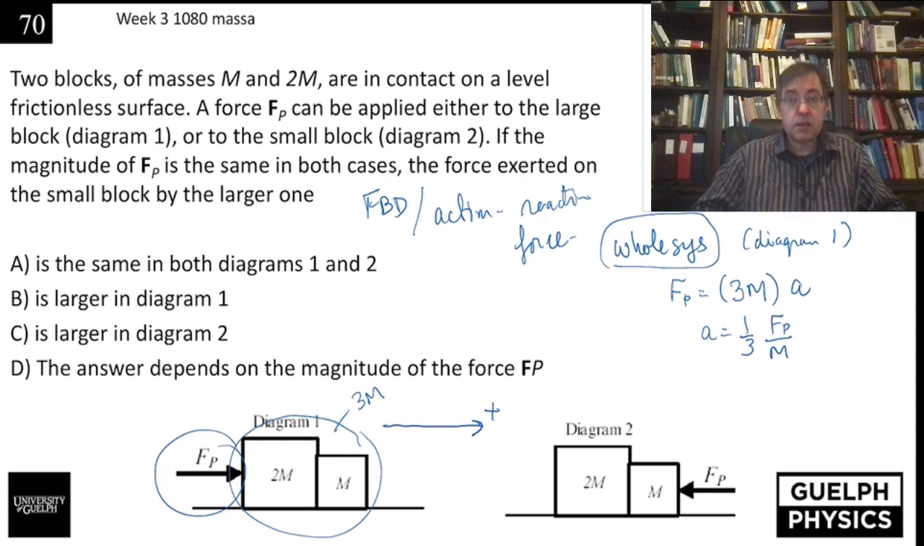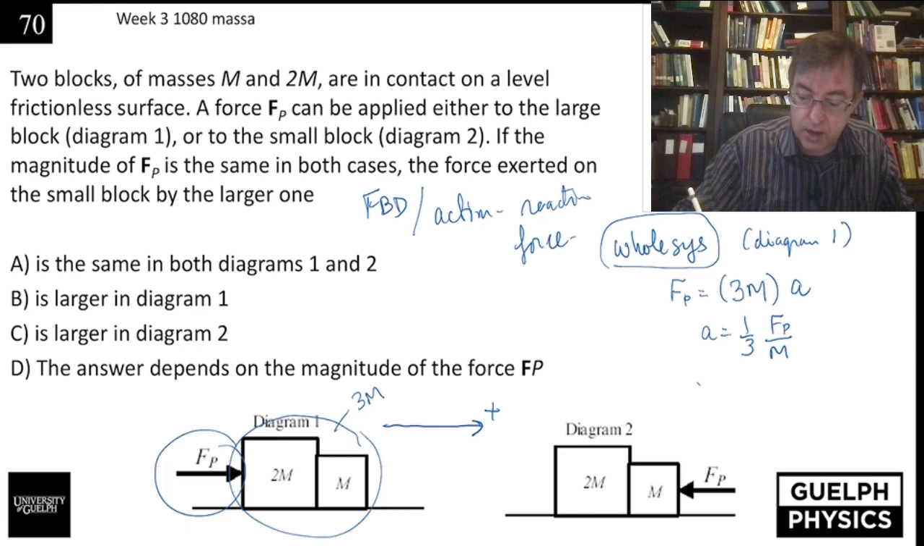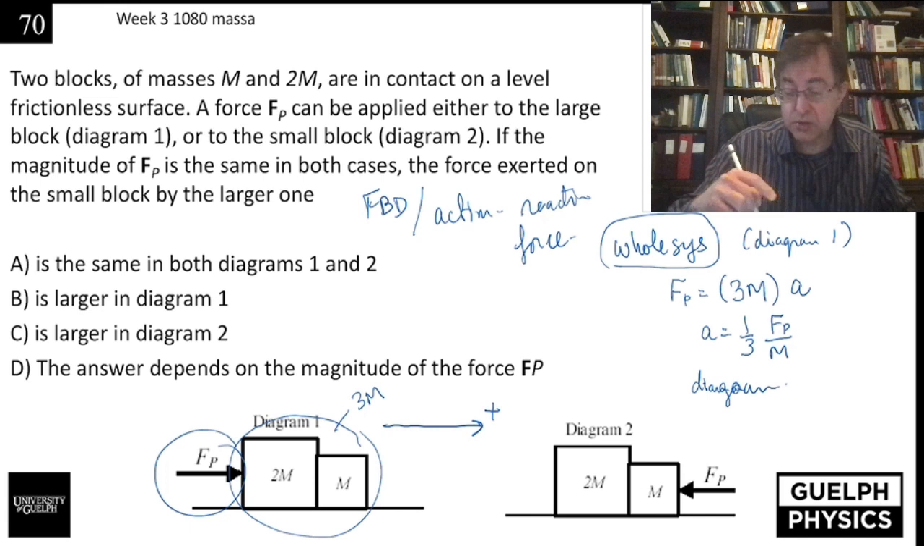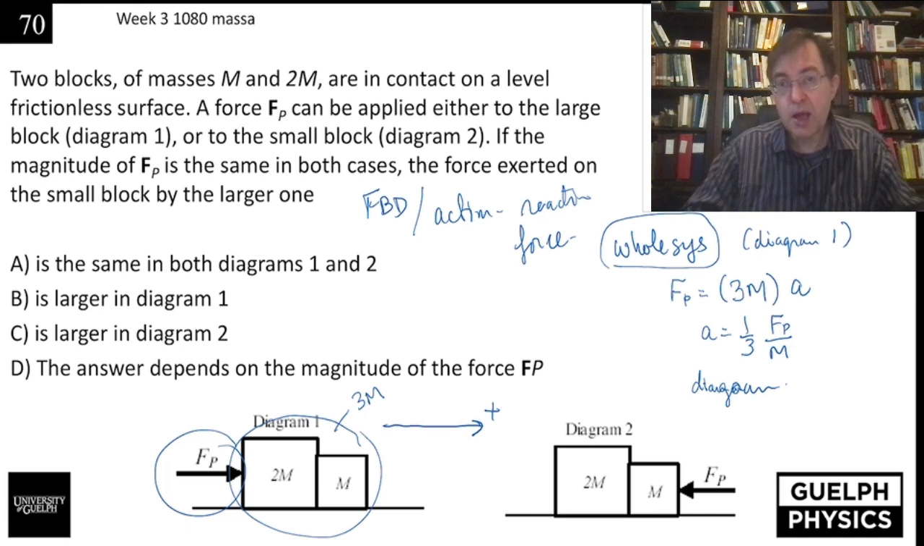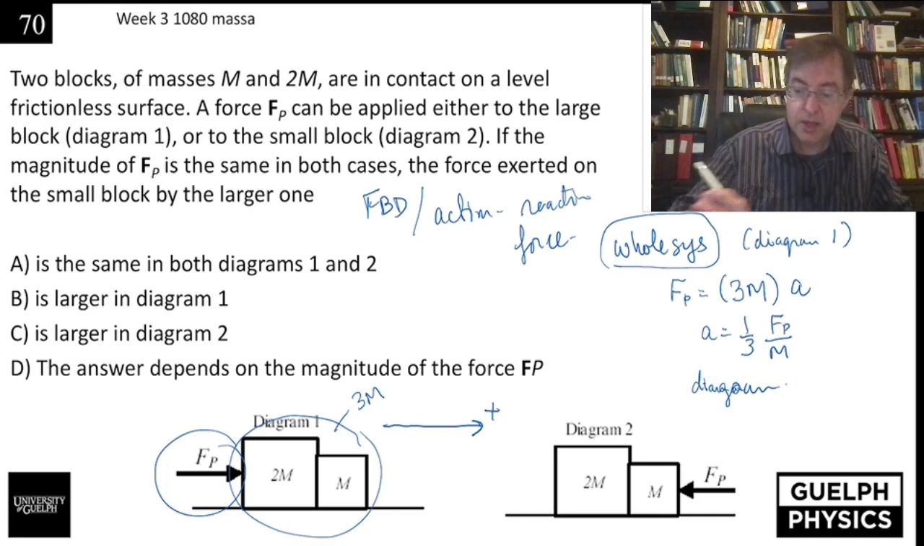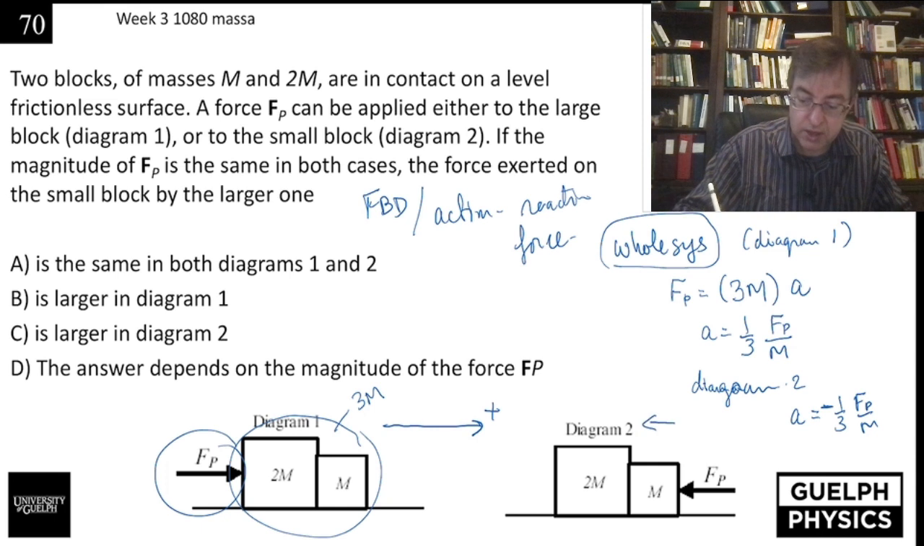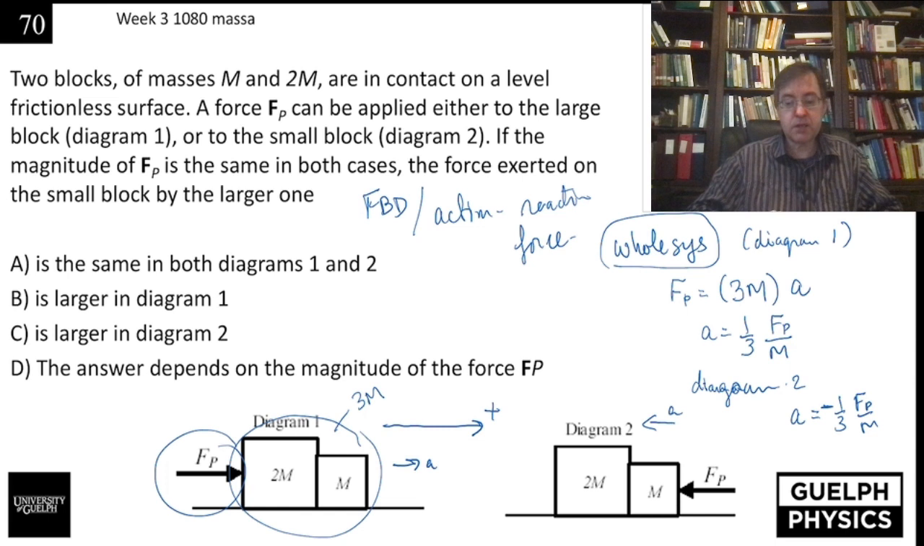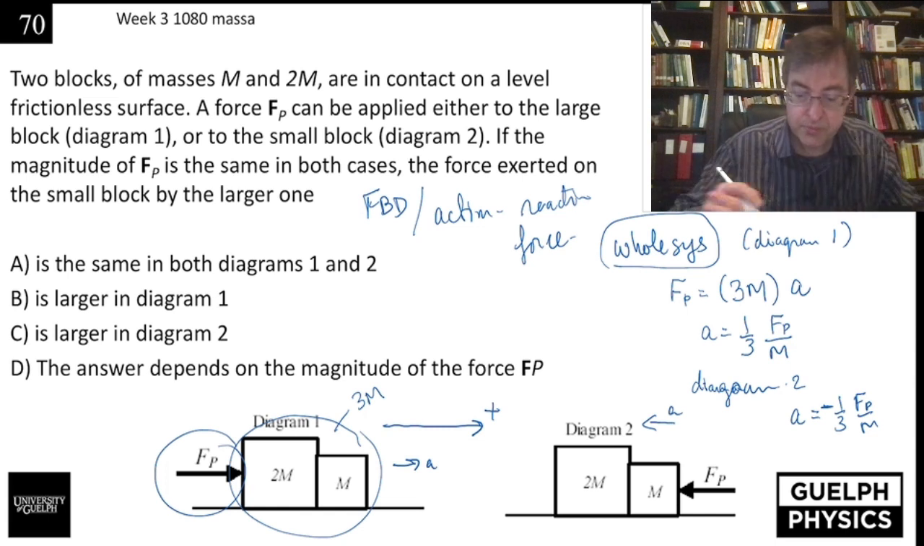And in diagram 2, you have the same thing. You have an external force Fp, now pointing in the opposite direction, the negative direction, acting on 3m of mass. So in this case, the acceleration is 1/3 Fp over m, but in the negative direction. So this is the acceleration in this way, and in diagram 1, the acceleration is this in this way. So that's important to note.